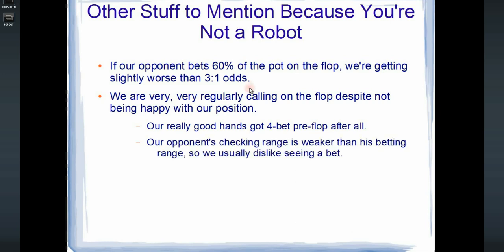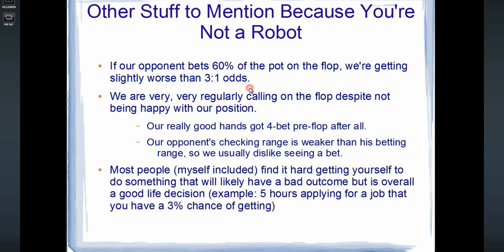Also keep in mind, our opponent's checking range is weaker than his betting range. So we usually dislike seeing a bet. Sometimes you're going to have a really, really strong hand and want to face a bet. But for the most part, if your opponent's putting more money in the pot, that's not usually a good thing, because that means he thinks he has a profitable hand where he can put money in the pot. You'd much rather see him check and represent the weaker range.